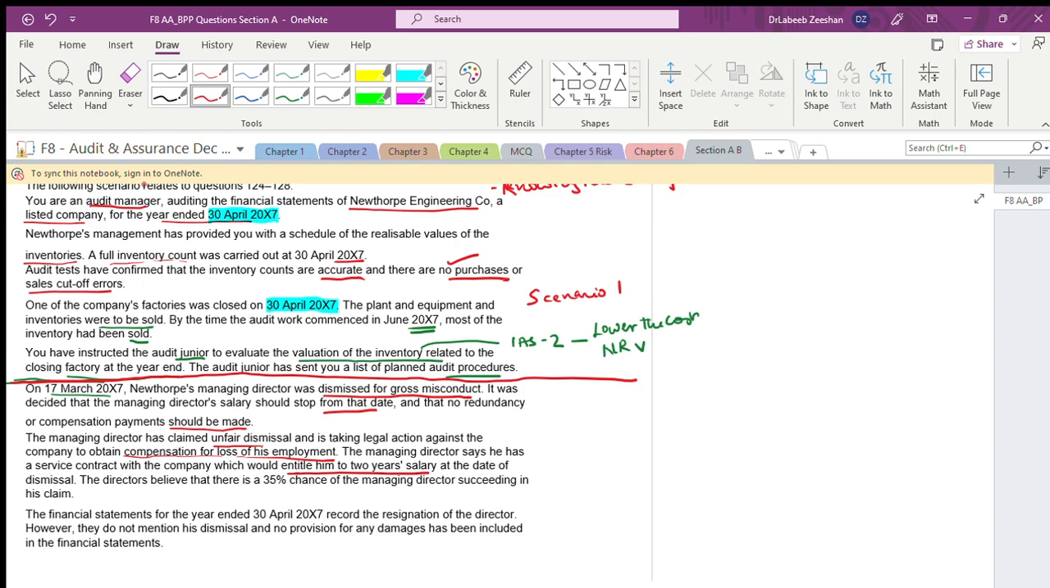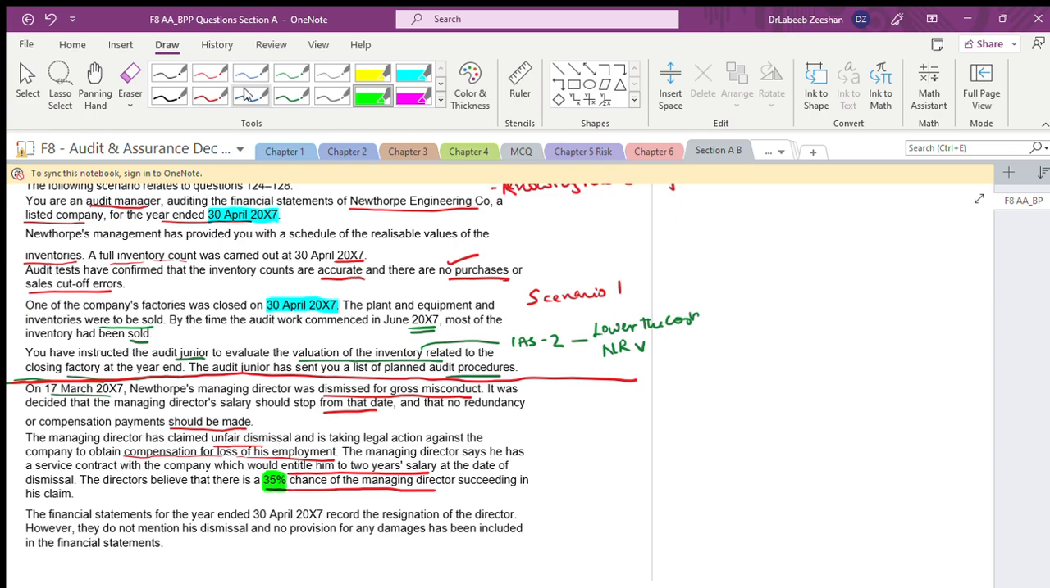The directors believe there is a 35% chance of the managing director succeeding with the claim. How much is the chance? It is only a 35% probability, right? The directors believe that the managing director has only a 35% probability that he will succeed.